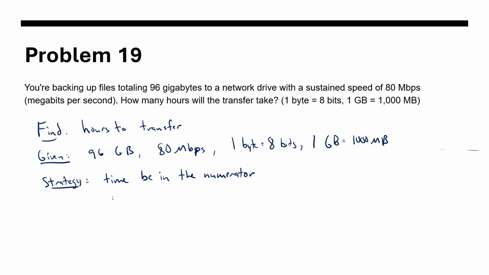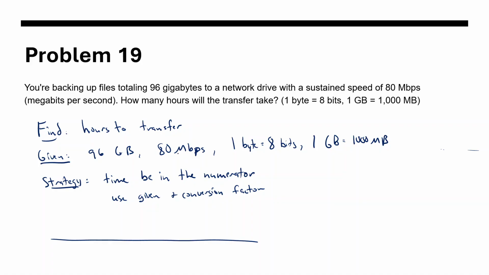And then, again, use our givens and conversion factors to get rid of all the other information. So where is time in here? Right, well, here we've got megabits per second. That's kind of the only one with time, so we're going to go ahead and start with that.